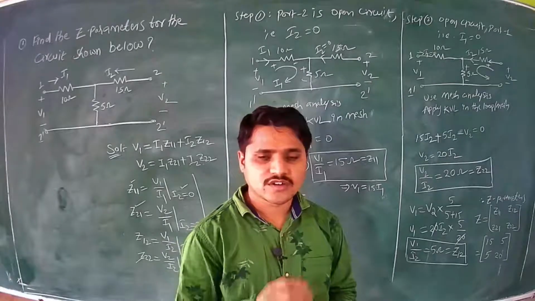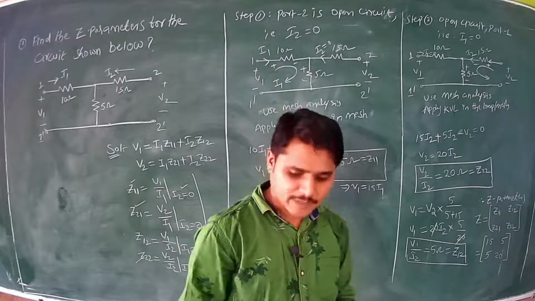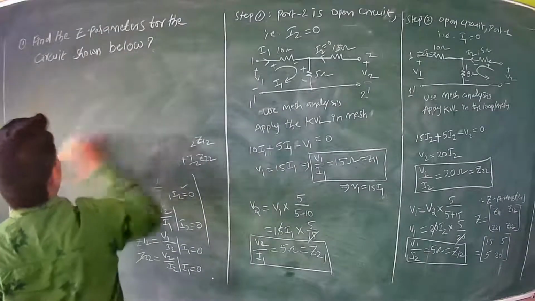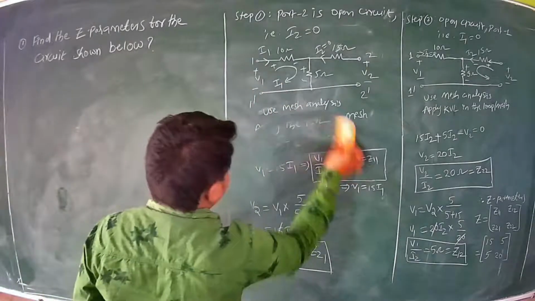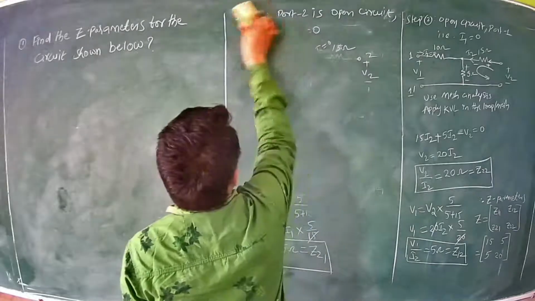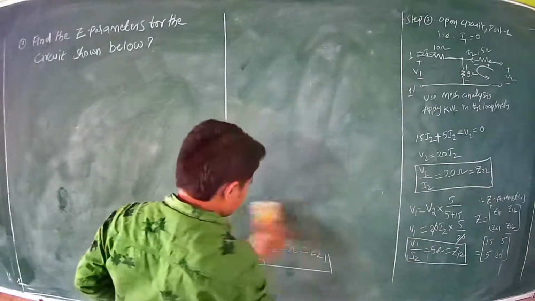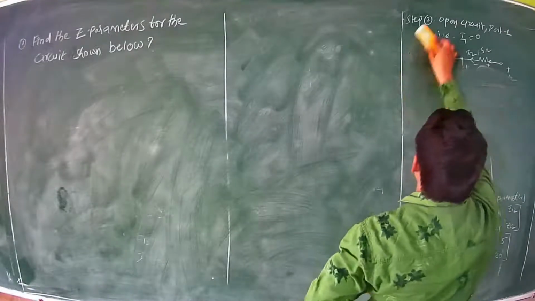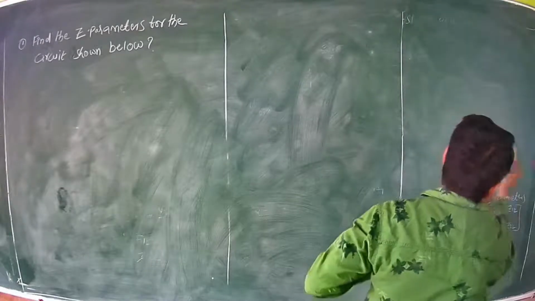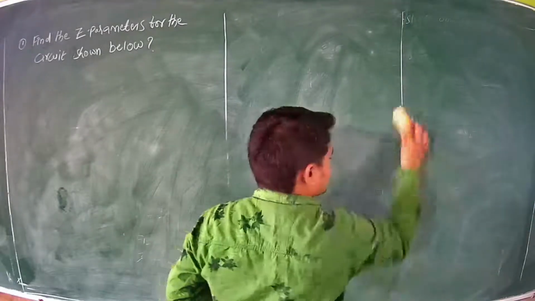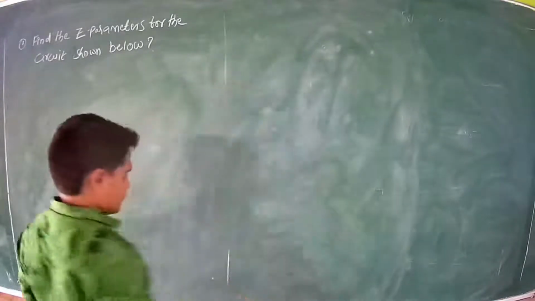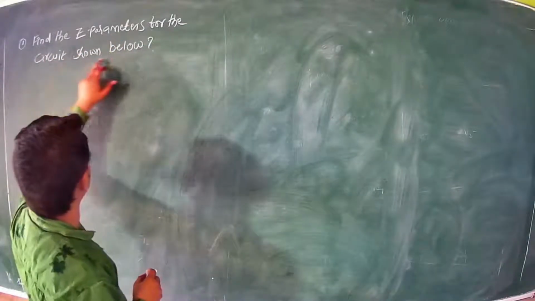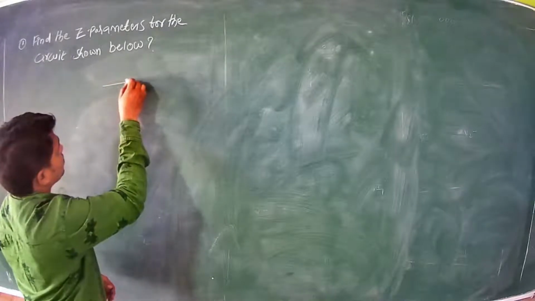Next, let us solve one more problem on this Z parameters. Let me take a different network, and we will use the other method instead of the mesh analysis. Let us use the nodal analysis so that we can apply different methods to solve it. Now write down the problem. Find the Z parameters for the circuit shown below. So this is our circuit.